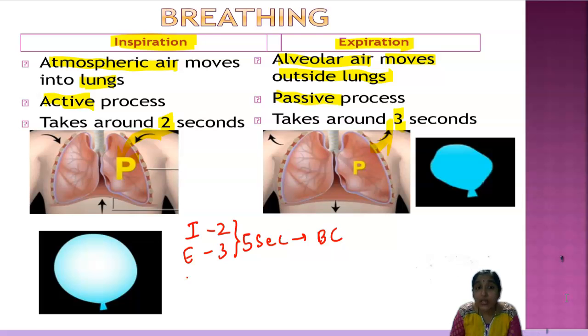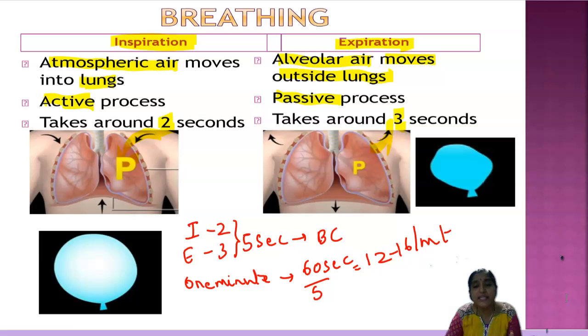If you calculate how many times we breathe in 1 minute, as 1 minute has 60 seconds, we make it 60 by 5, that is almost 12 breathing cycles per minute. On average, it is 12 to 16 breathing cycles per minute. So this is your respiratory rate.